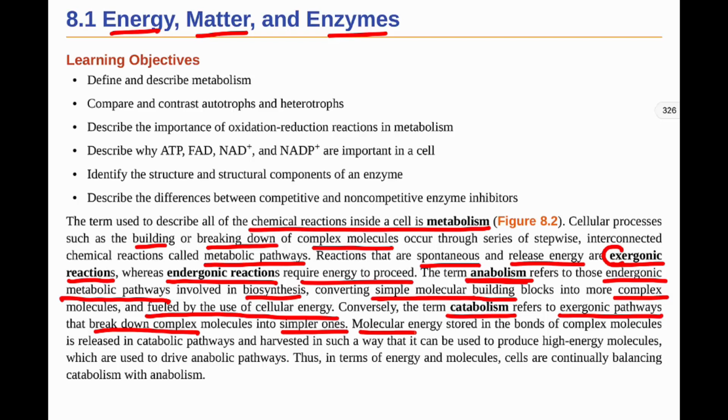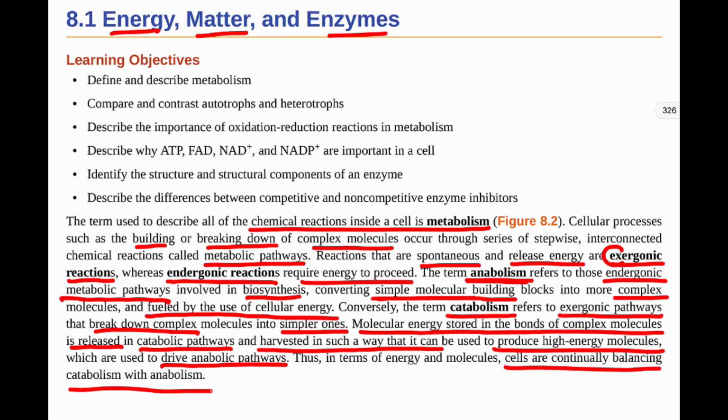Molecular energy stored in the bonds of these complex molecules is released in catabolic pathways, and then it's harvested in such a way that it can be used to produce high energy molecules, which are then used to drive anabolic pathways. So what we see is the energy released from catabolism is then used in anabolism. Cells are continuously balancing catabolism with anabolism.